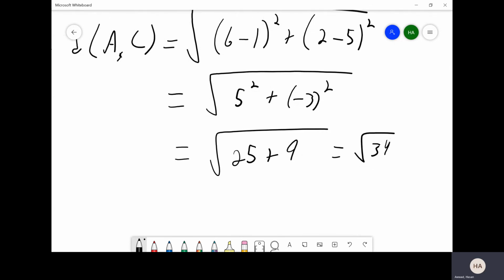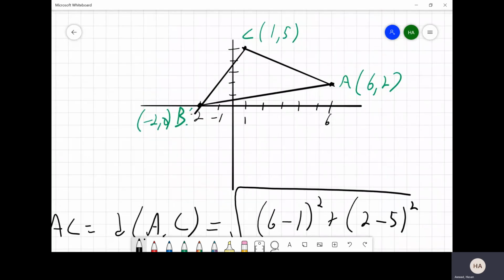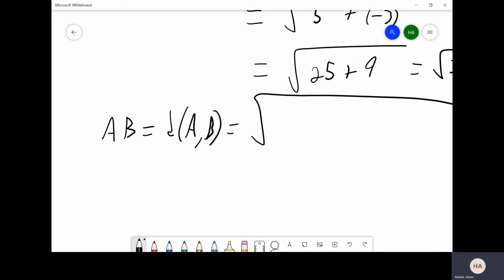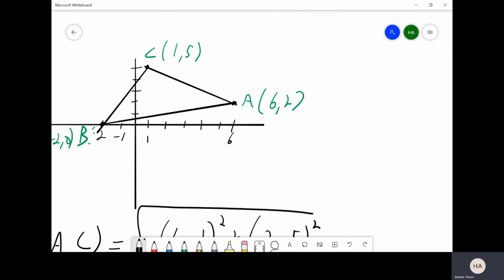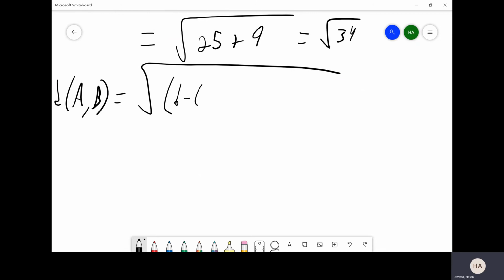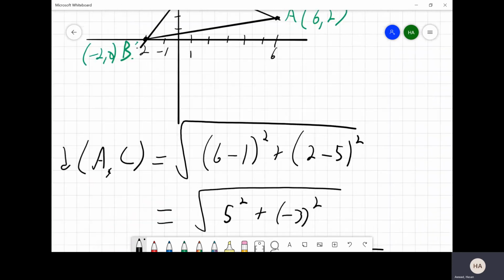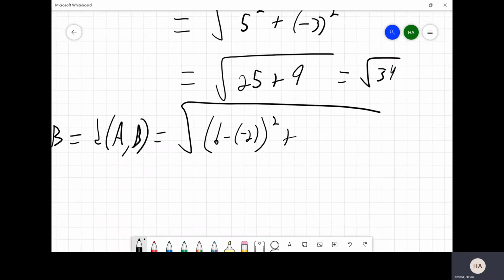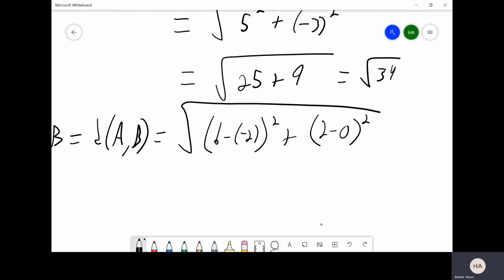Okay, so now let's go ahead and do a different side. We had side AC, now let's do side AB. According to how we graphed it, this looks like it would be the longest side. So AB is going to be the distance between points A and B. This is going to be the square root of, once again, I'm going to have my A come first. So 6 minus -2, so we have (6 - (-2)) squared plus, and now we have 2 minus 0, right? 2 is our y component, and 0 is the y component of B. So we have (2 - 0) squared.